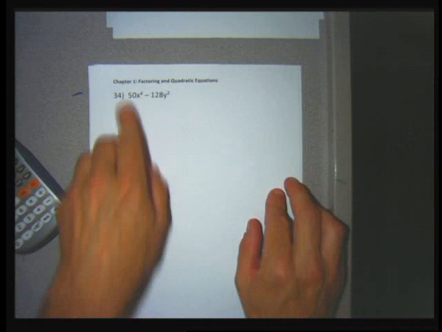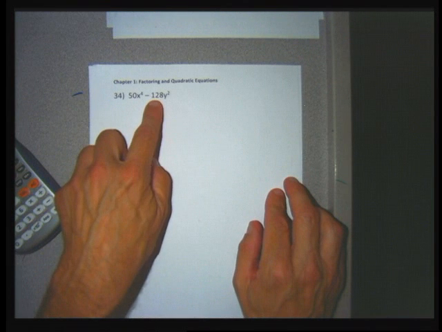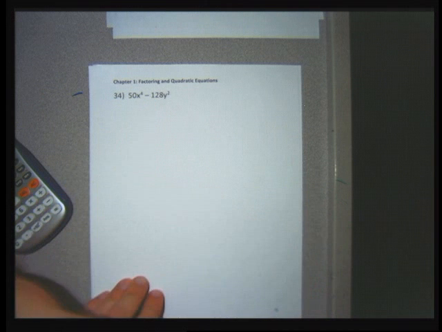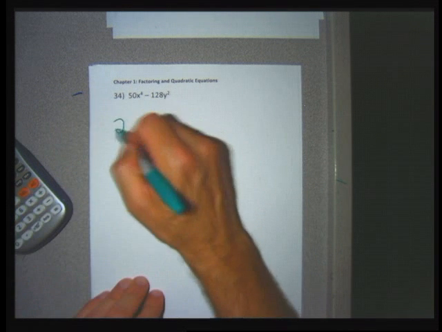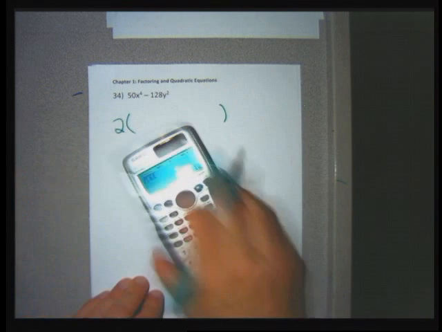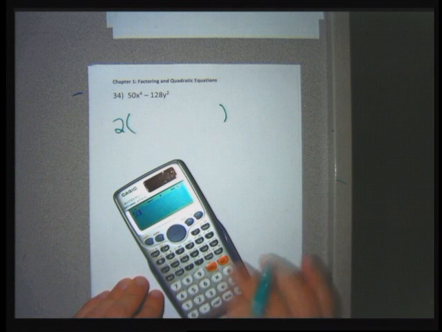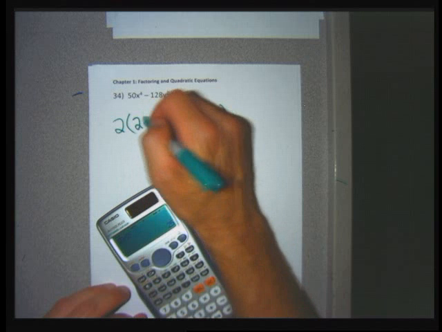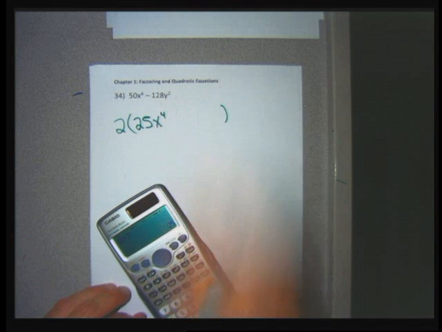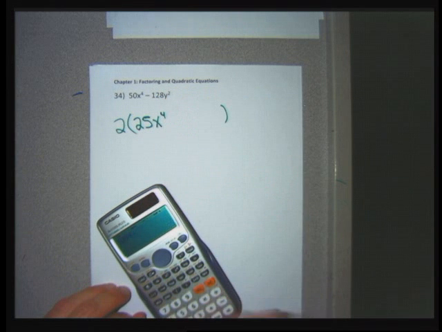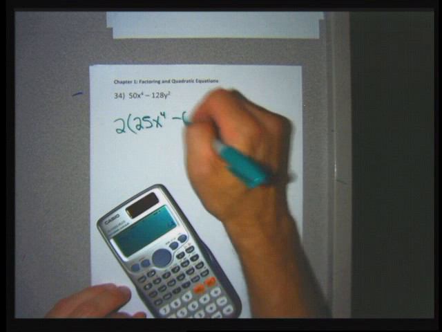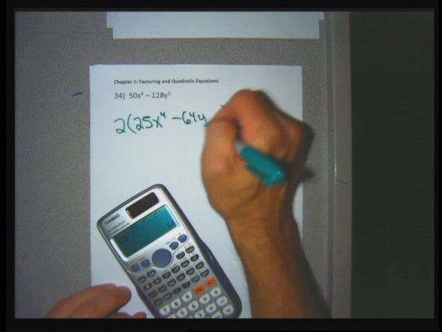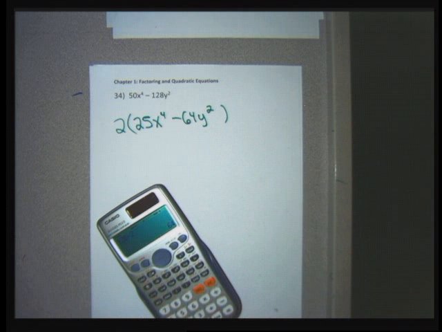34 is a mess. It's got to be a common factor. 50 is divisible by 2. 128 is divisible by 2. I'm going to factor out a 2. 50 divided by 2 is 25. So inside the parentheses, I'm going to have a 25 and x to the 4th. 128 divided by 2 is 64. I'm going to have a 64 and a y squared.